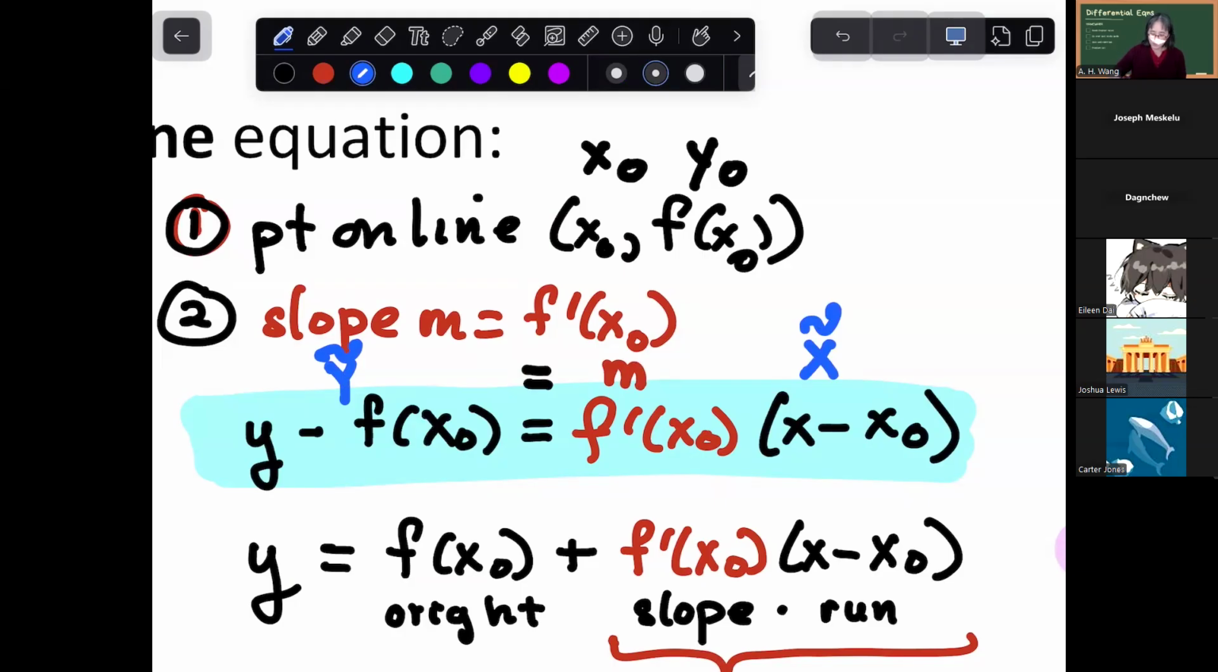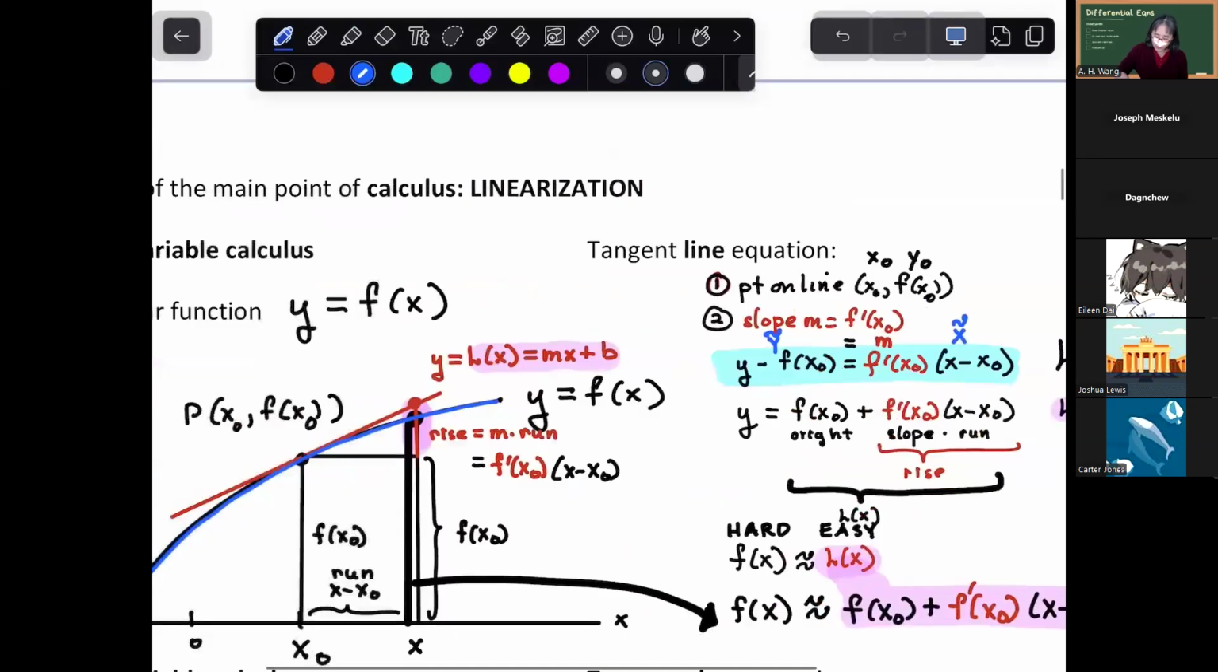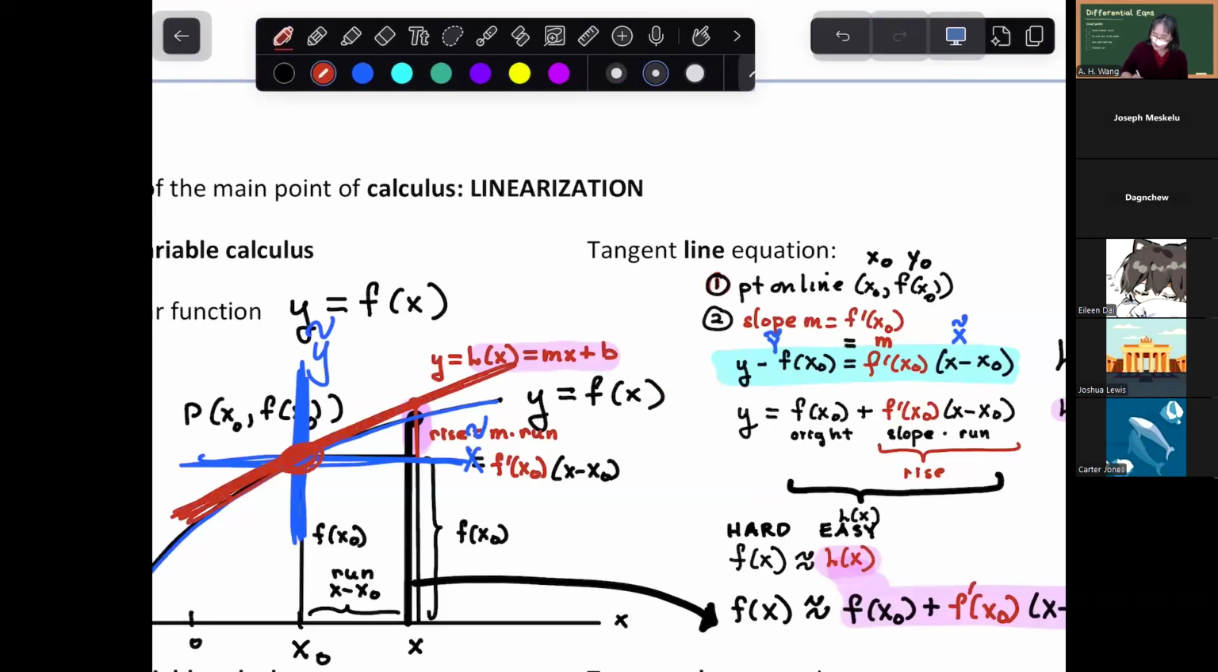That's because when you do it this way, what you're really doing is drawing a new coordinate system over here. Does everybody get it? This is the x tilde, this is the y tilde. And so your tangent line goes through the origin. So that's why it's y equals mx. Does everybody get that?